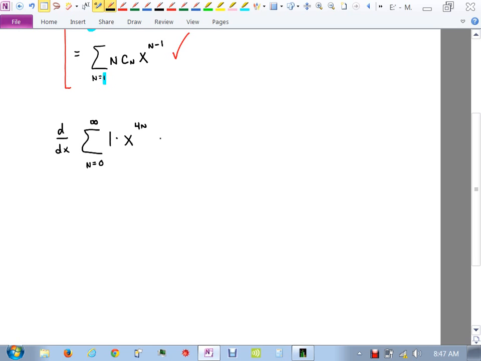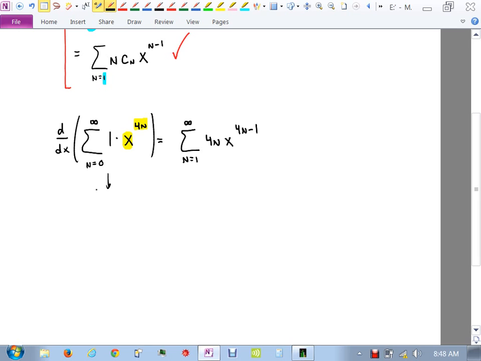Then the derivative of this should be the sum, I shift my index, n is 1 to infinity of, now what we have here is our x raised to the 4n, so the 4n will come out in front, and then we reduce that power by 1, so we subtract 1 from the power. That's what it should be. Let's see if that's what it is.